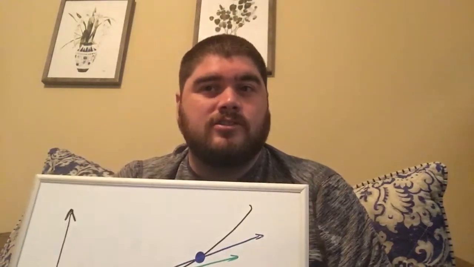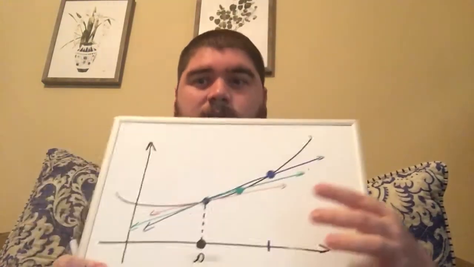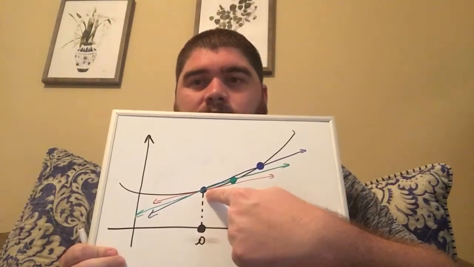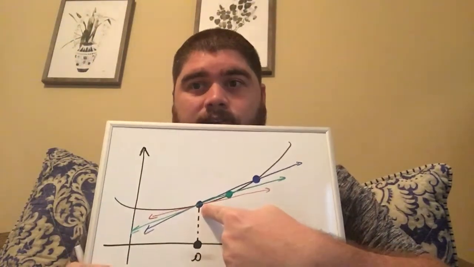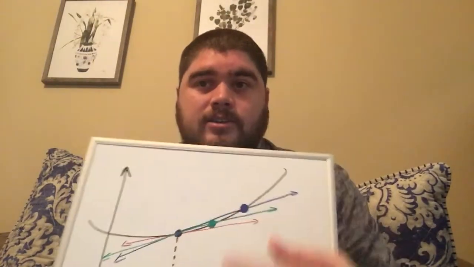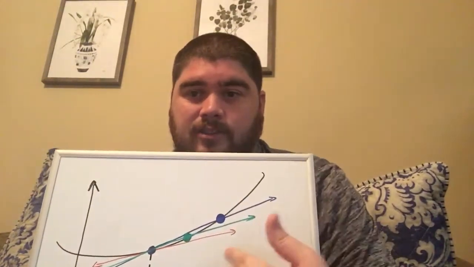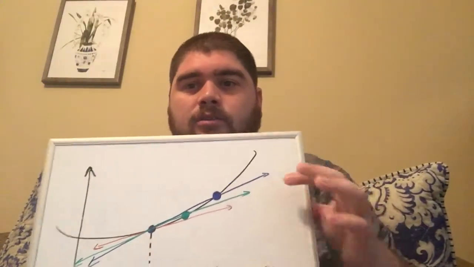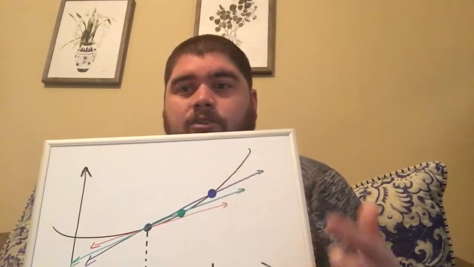So let's just scoot it as close as possible. Why don't we take the limit as this point gets closer and closer to the point I'm interested in. The reason we do this rather than just looking at the red line is because with the red line we only have one point on that line. With the blue line and the green line, I have 2 points.